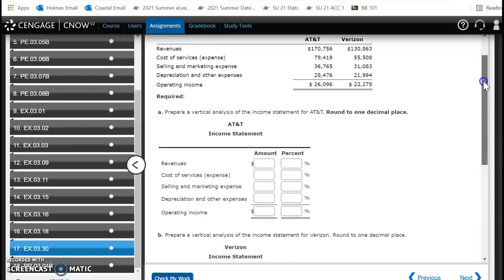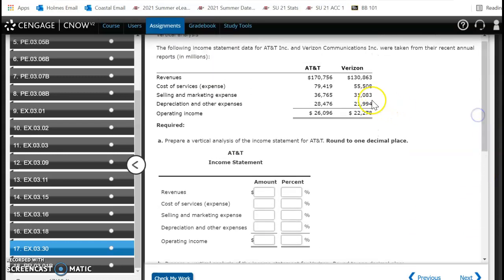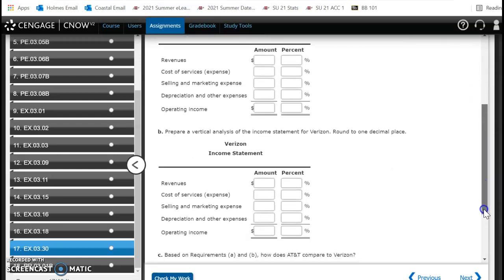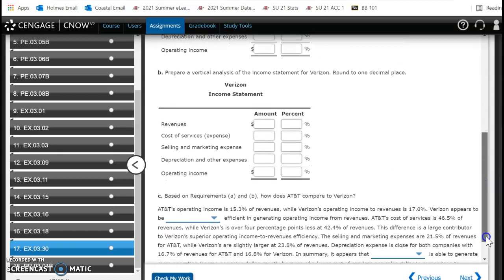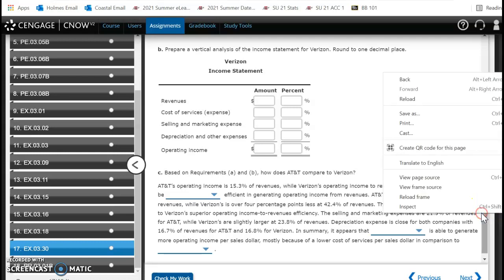You're going to do the same thing for Verizon. And so your base number would be the 130,863. So you're going to divide each of these by 130,863 and then change it to a percent by timesing it by 100. And once you times it by 100, you're going to round it to one decimal place. Okay, so that's how you're going to do A and B.